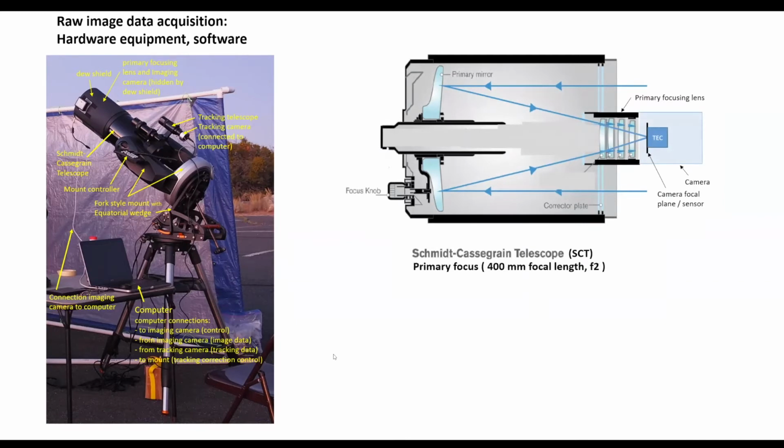Now, in my setup, which is a very common setup to use with this type of telescope, the secondary mirror is replaced with a primary focusing lens. The primary focusing lens then focuses the light off the primary mirror at the primary focus on your camera focal plane sensor. This camera is very similar to a camera that you might own, with two main differences.